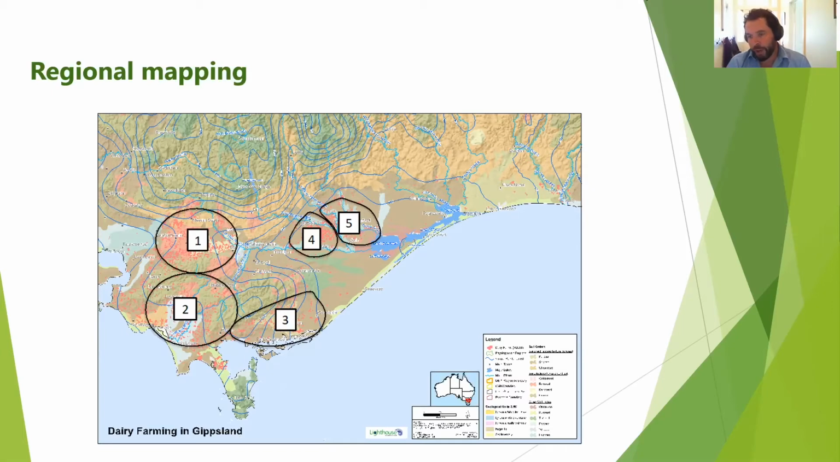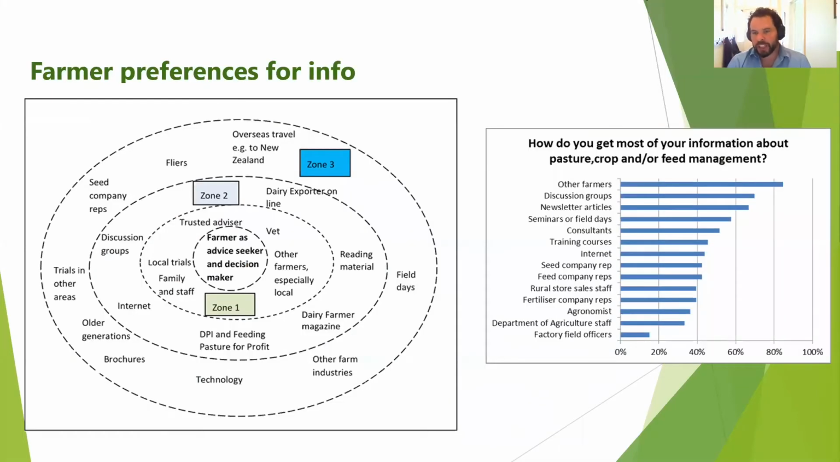The other thing was around farmer preferences for information. And this is just classic stuff that's always available. And surprise, surprise, other farmers, discussion groups, field days were right up there in terms of what people use for information. Note Department of Ag staff were really down the bottom. Training courses were okay, but the peer-to-peer stuff came out again.